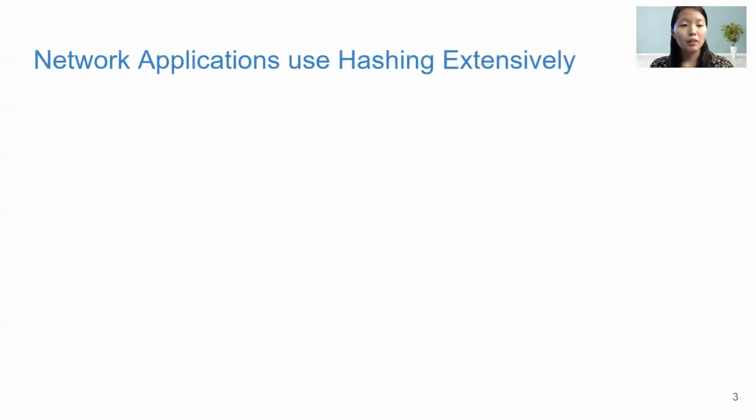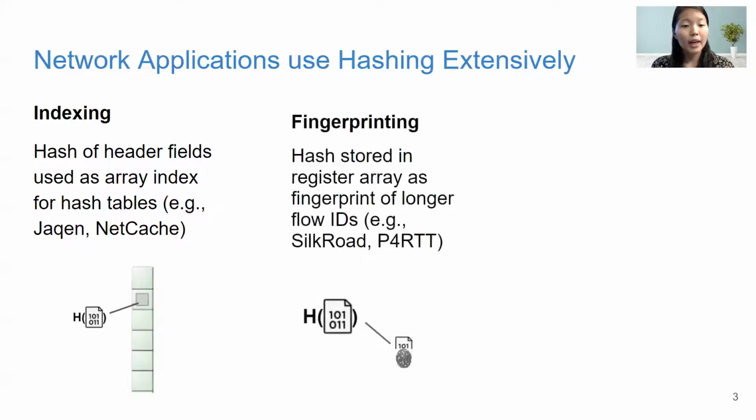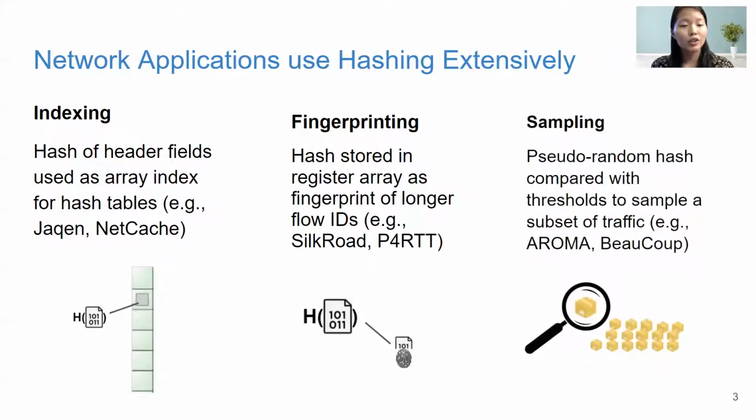Of the applications in this evolving network landscape, many of them use hashing extensively. The purpose of a hash is to take some input, do some amount of processing, and then spit out a random output, which an attacker could not themselves generate without insider knowledge of keys in the original input. A few of the ways that hashing is used in the network include indexing, for example, hashing the header fields of a packet to use as an array index for a table, fingerprinting, using a hash to fingerprint a longer flow ID into a shorter one, and random sampling, using a hash of network traffic along with some type of threshold to select a random subset of the traffic in the network.